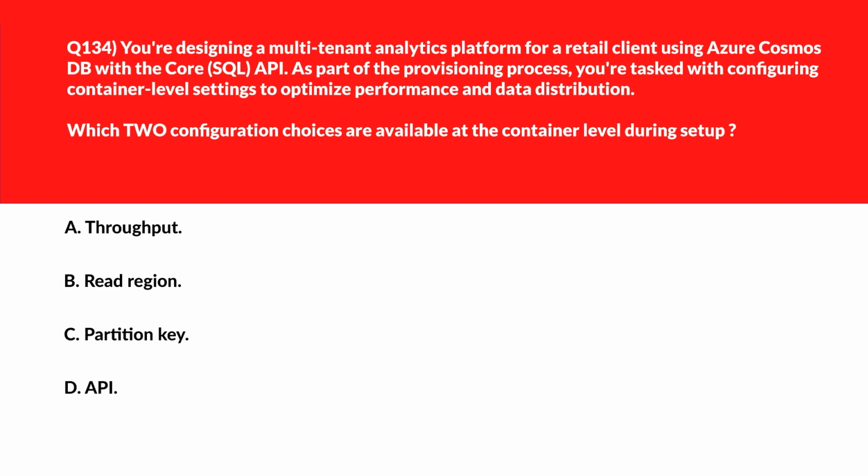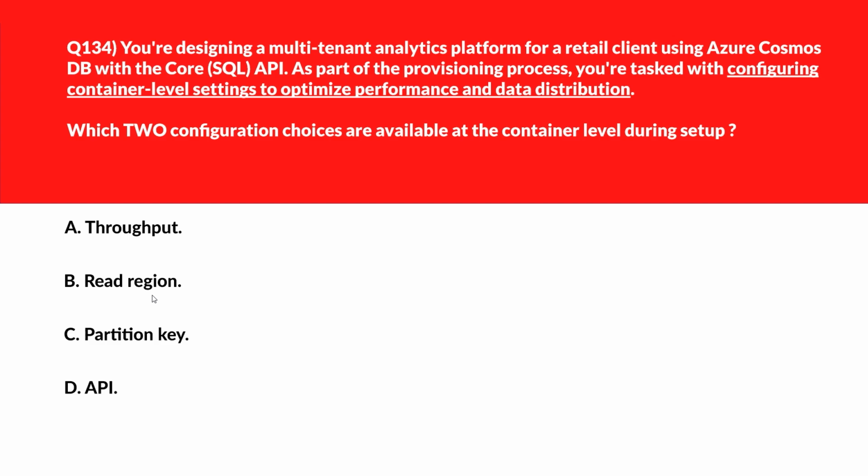Alright, we got a multiple choice question. We need to select two correct answers this time. The question is all about configuring container level settings to optimize performance and data distribution. Option A says throughput. Throughput can be configured at the container level to manage performance and optimize cost. Let's keep it. We'll move to B.